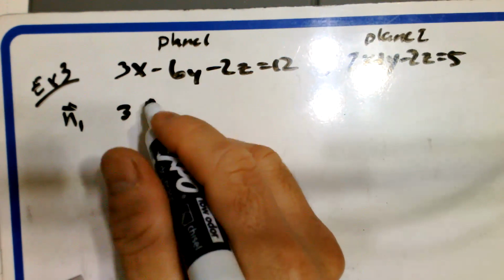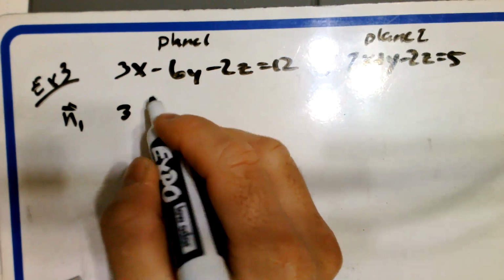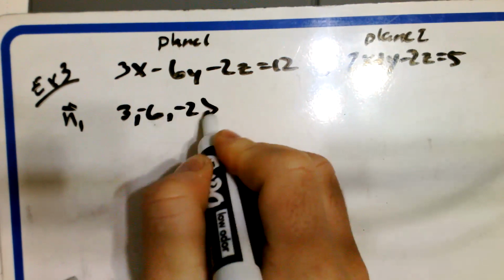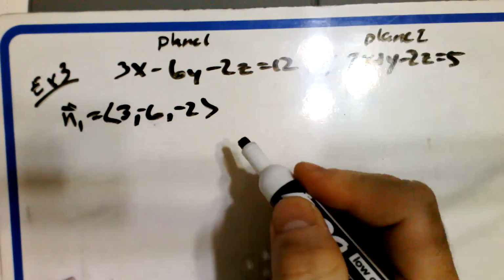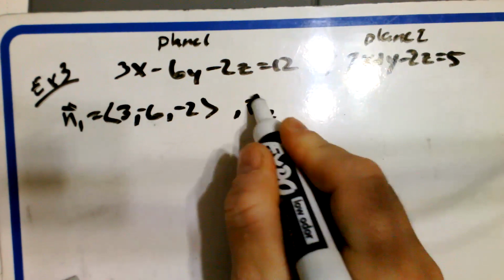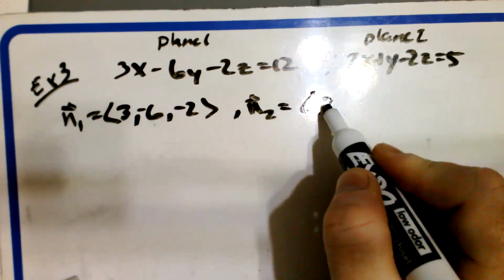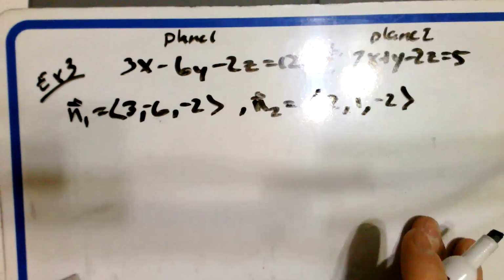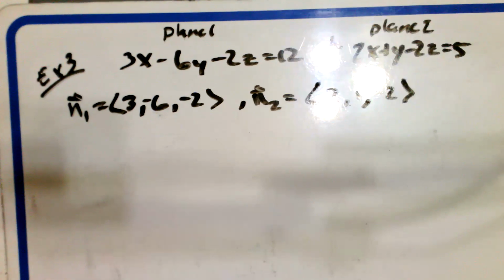All right, so we have 3, and then we have what looks like -6, and then a -2. All right, so there's the first normal. That was hard to find. The normal 2 is going to be, can you guess it? 2, 1, -2. Is that what you got? If you did, great job. All right, so those are our two normals. So that was pretty easy.